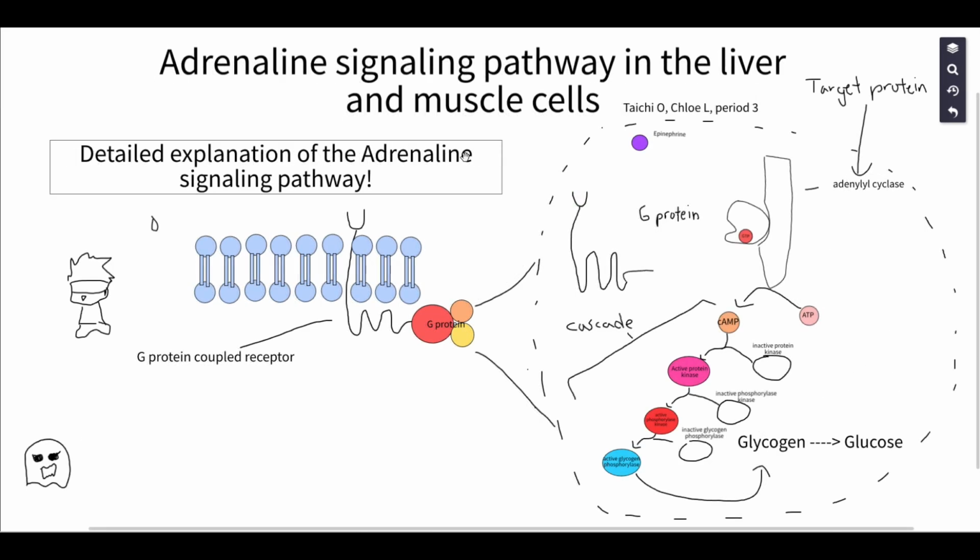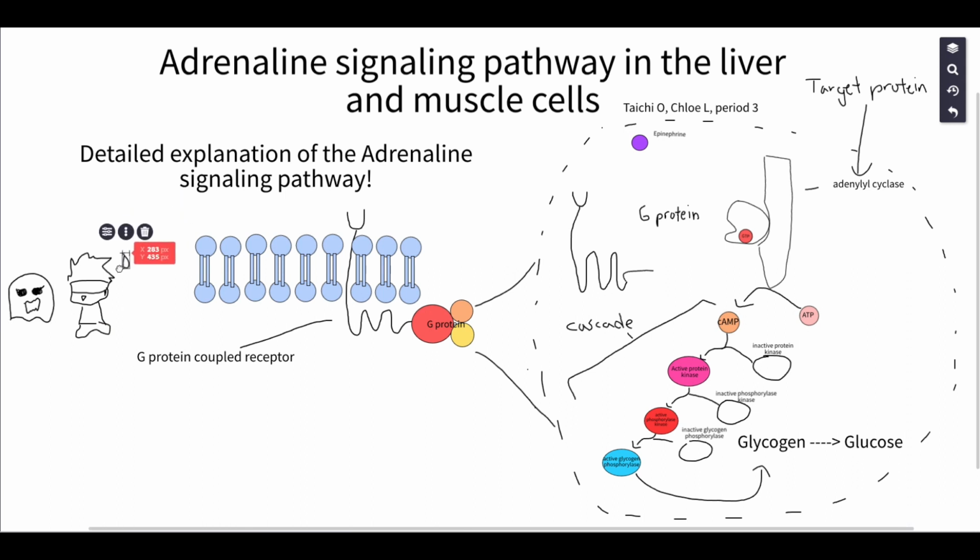Alright, here is our detailed explanation of the adrenaline signaling pathway. For the adrenaline signaling pathway to start, there has to be a stimulus, which is either physical or mental stress applied to the host. So we have a character here who is scared by this ghost and is now stressed. Once the host is under stress, their adrenal glands will produce a hormone called epinephrine or adrenaline, which are the same thing, and they bind to the G protein coupled receptors, which we went over earlier.